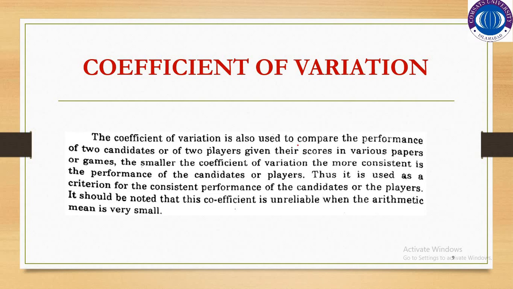Obviously, coefficient of variation is the measure of variability, and consistent means that there would not be much change in the performance. If the coefficient of variation is small, it means there is lesser variation. And if the coefficient of variation is higher, it means there is more variation in the performance of the candidate or player. Thus, it is used as a criterion for the consistent performance of the candidates or the players. It should be noted that this coefficient is unreliable when the arithmetic mean is very small.